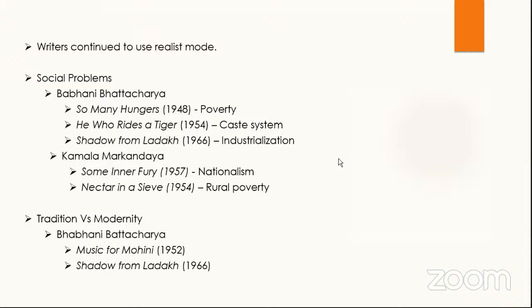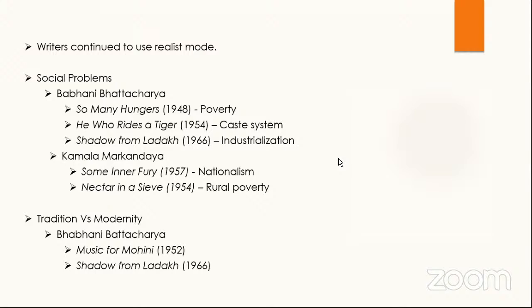Now, let us look at one of the major themes of the post-independence writers. This is, I think, the second section in your book: social problems. Like we discussed, social problems were dealt with by previous writers also, but social problems like caste, patriarchy, class, poverty, these are the things that we're talking about. Some of the works listed on your screen touch upon these problems.